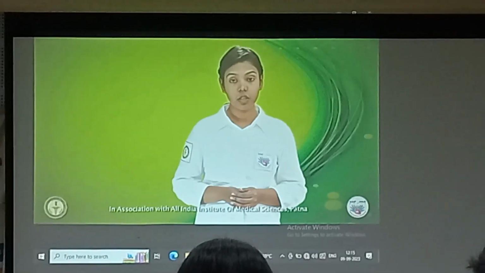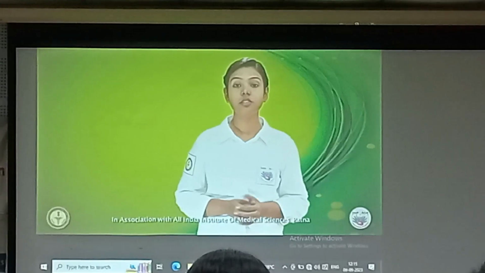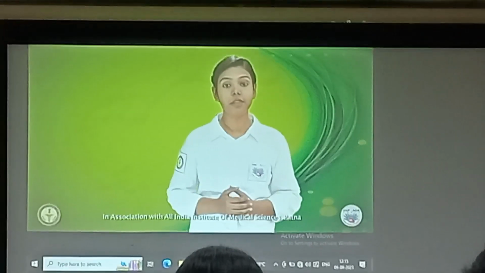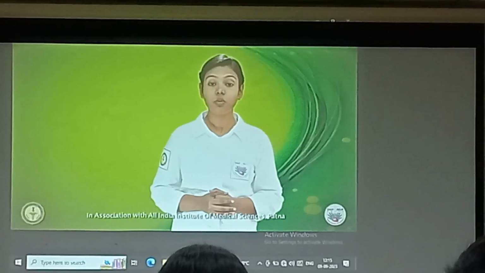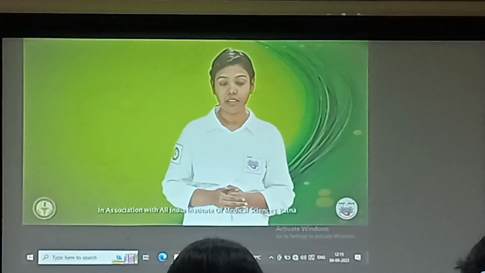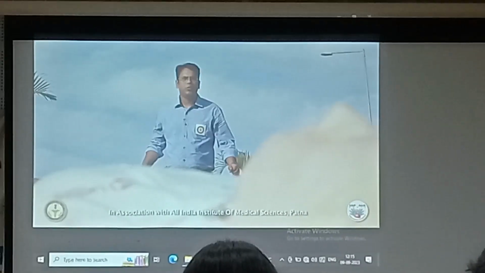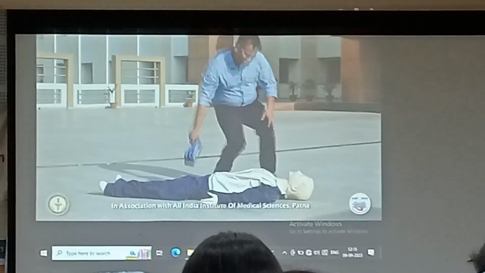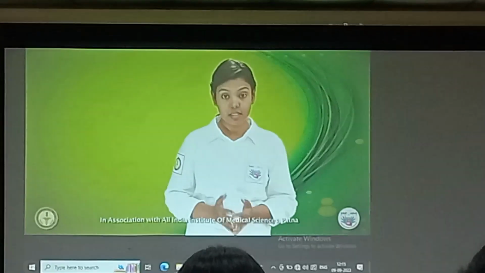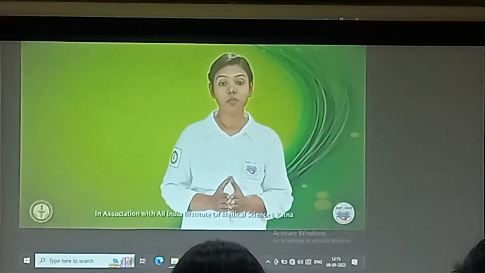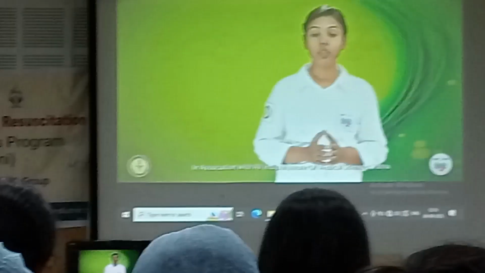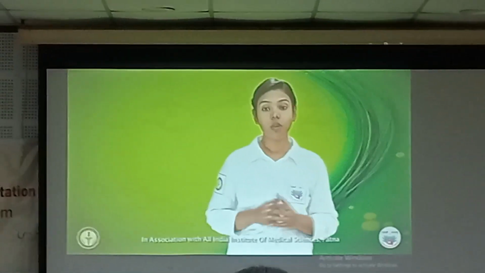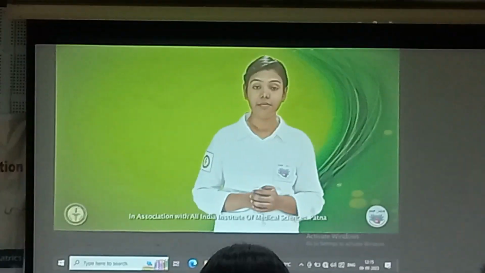Priority of any rescuer when he reaches the site is to make sure that the scene is safe so that there is no threat to the rescuer at the scene. Coming through, coming through. Scene is safe. The next step is to assess the victim for response and breathing. If you are the lone rescuer, then you should immediately call for help and get an AED.